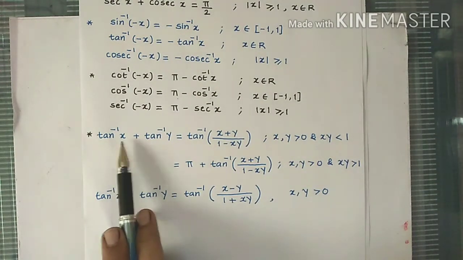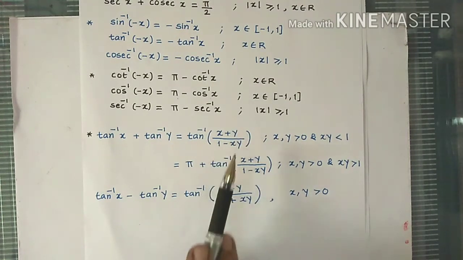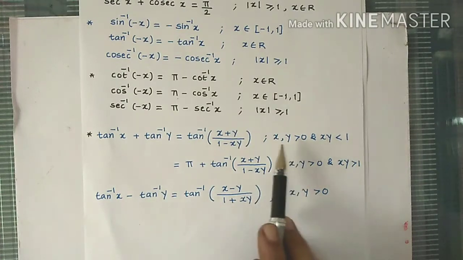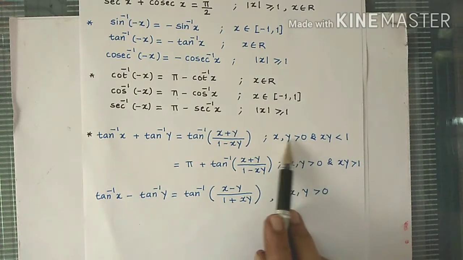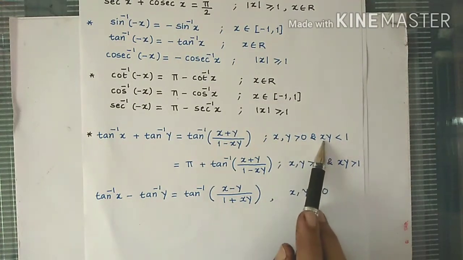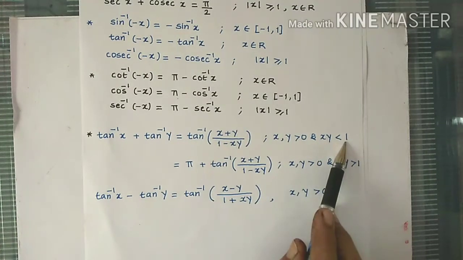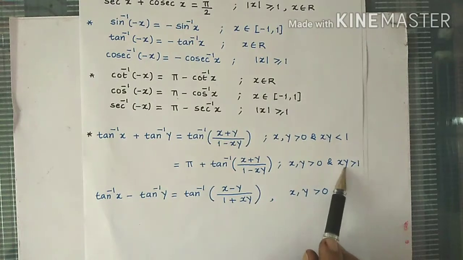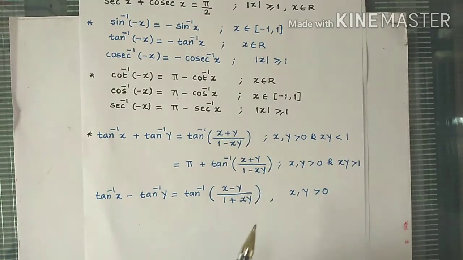First one is tan inverse x plus tan inverse y equal to tan inverse of x plus y upon 1 minus xy. But we have to remember the conditions here. The conditions are x and y are positive. Greater than 0 means they are positive. But the condition for xy, the product of these two values, that value should be less than 1. And if this is greater than 1, see what it becomes is pi plus the same value here. Pi plus tan inverse of x plus y upon 1 minus xy.